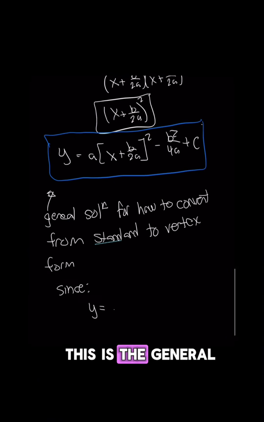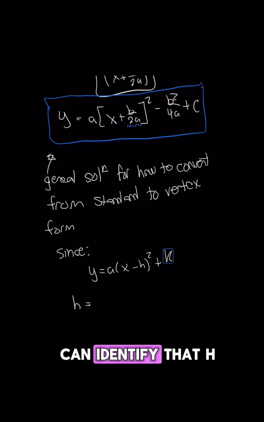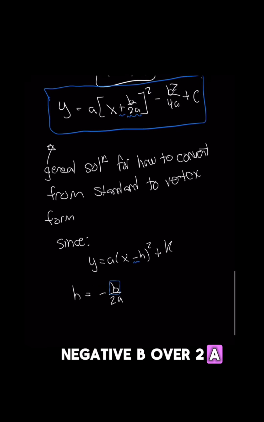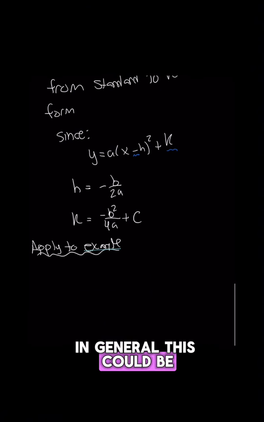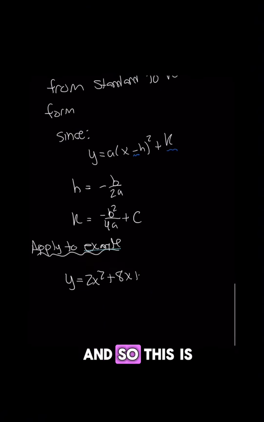If we note that this is the general vertex form equation, you can identify that h is going to be equal to negative b over 2a, and k is going to be equal to negative b squared over 4a plus c in general. This will be more clear if we apply it to our example. And so this is our example here.